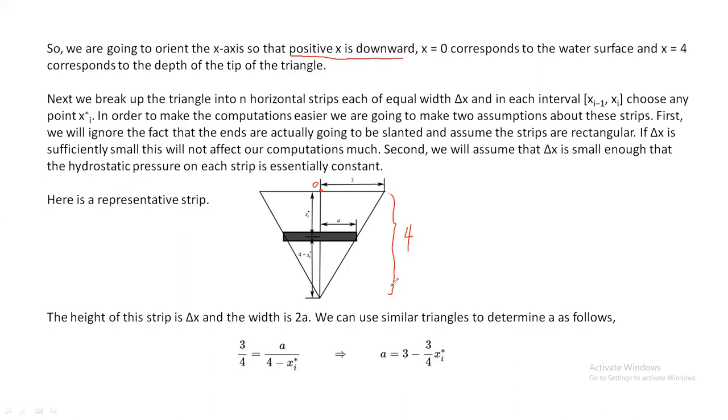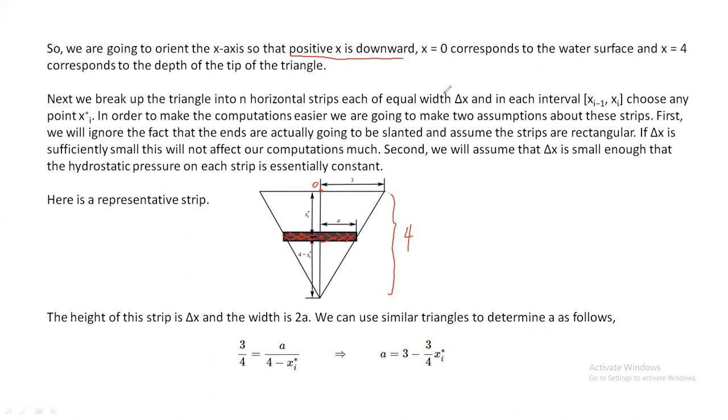Now we break up our triangle into horizontal strips. So these are the horizontal strips being referred to in here. You only get to see one horizontal strip emphasized in here. In this triangle, you will have several horizontal strips.